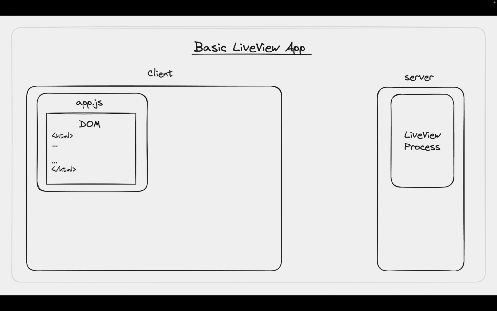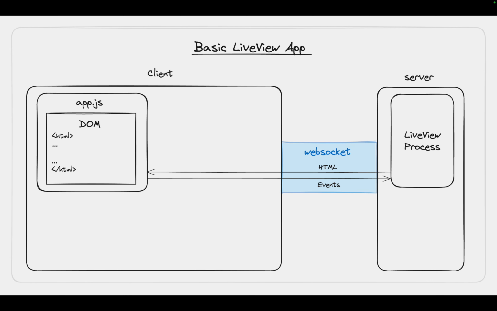In a typical LiveView application, a WebSocket connection is established between our client and server. And then the LiveView process will send HTML down through this WebSocket to our client. And then whenever there are any client-side interactions, events are fired up through the WebSocket back to the LiveView process. The LiveView process will process these events, and then if there are any UI changes, it will send HTML down through the WebSocket to update the client. And then this cycle pretty much just keeps continuing as the LiveView app runs.